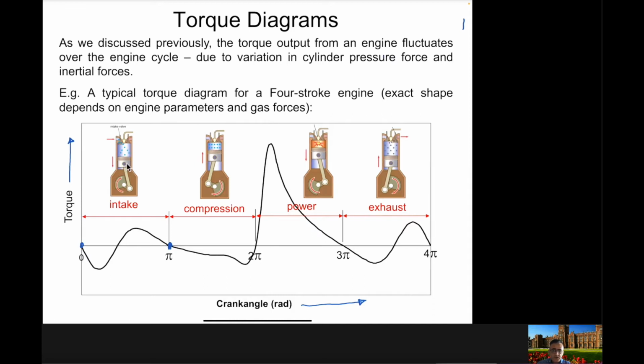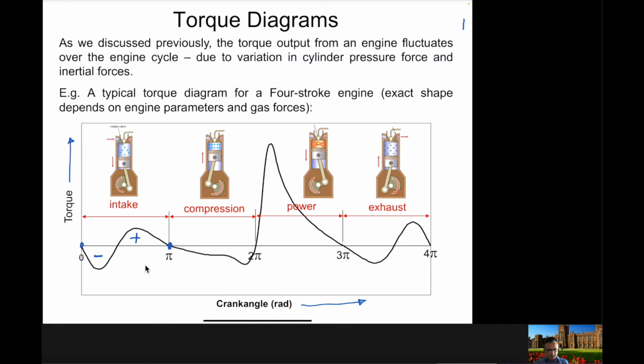Because you are working on the system here, the torque output from the engine is negative, so that's why you get this negative area here. But because of the inertia of the piston and the pressure of the gases in the combustion chamber, you will get some sort of positive torque from the engine here. So we will get this positive area here.